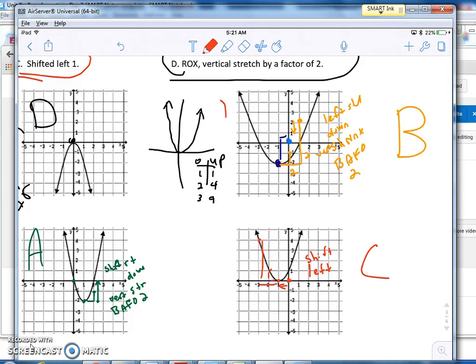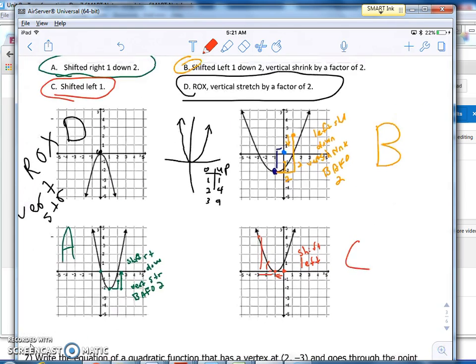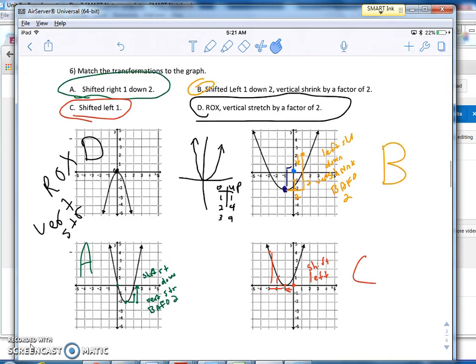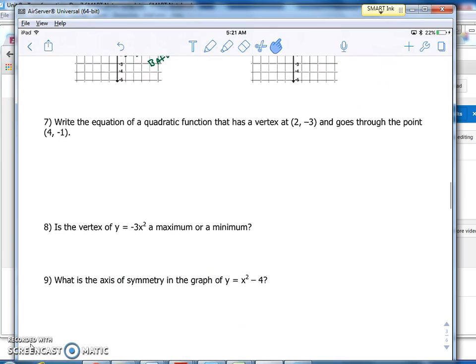And let me zoom out, and you can pause if you want, and then move on to the next one. All right, down to 7.